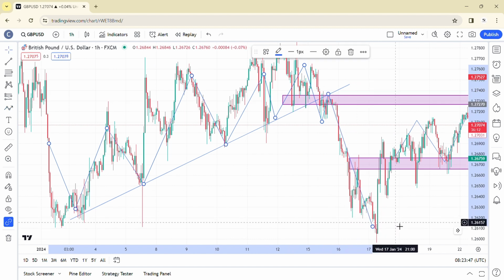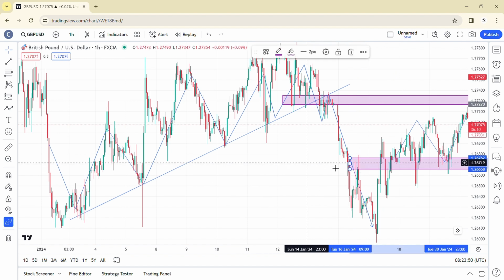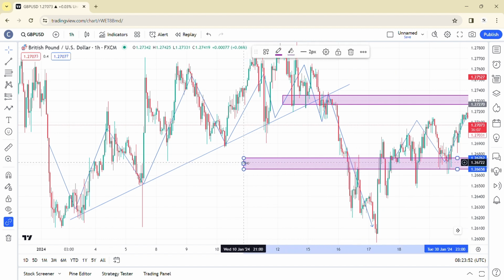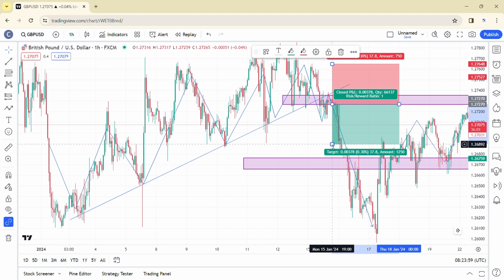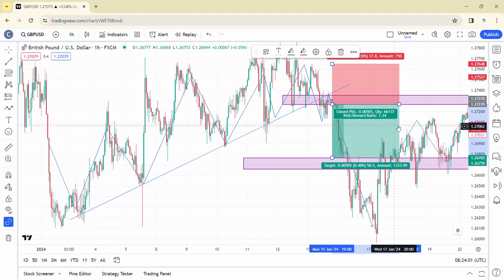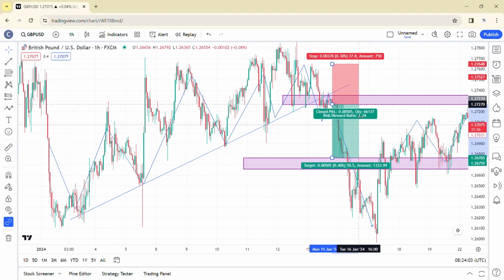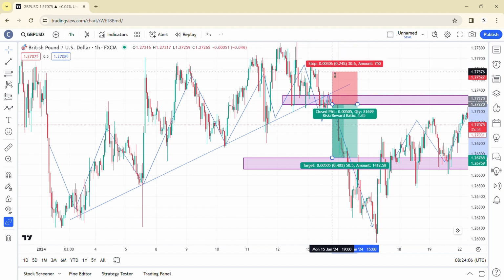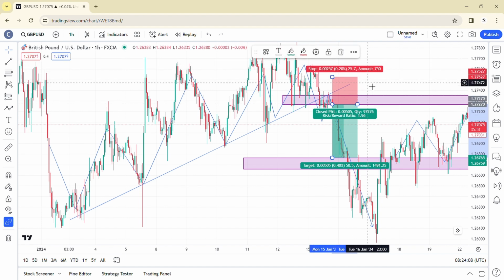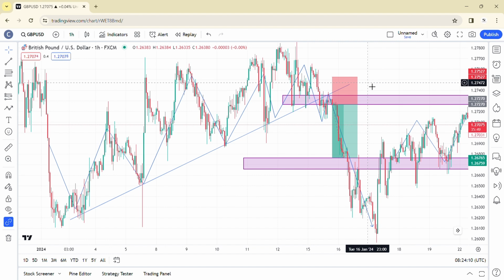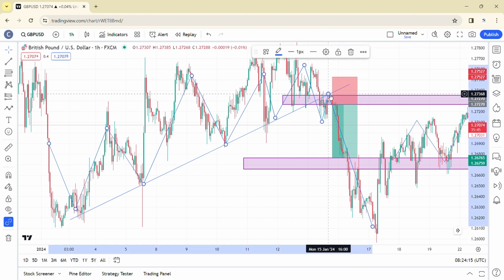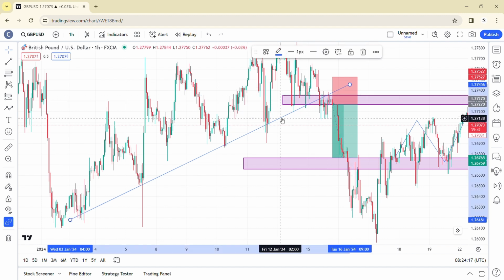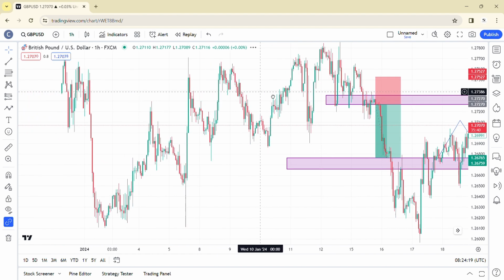Can you see that? Okay, so with this also, when you want to draw your entry, you are going to draw your entry from this retest, take your take profit to the next zone, 50 pips. You divide 50 pips by 2, then you get your stop loss, 25 pips. Okay, so this is how you do it with the break and retest strategy. It's a very simple strategy, so it works every single time.